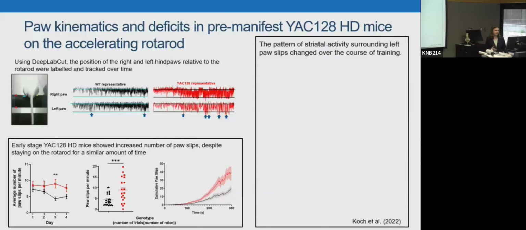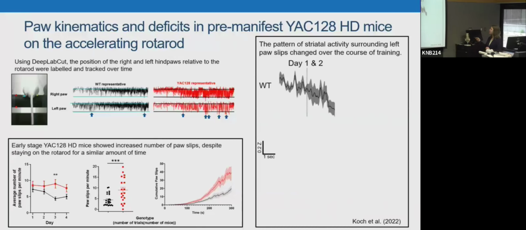And then the last thing I did is I looked at the pattern of neural activity in the striatum surrounding the paw slips and how this changes over learning. So I specifically isolated the left paw slips for this, because I have the fiber measuring activity of the right striatum, and activity in the right striatum is usually correlated with activity in the left side of the body. And I found some interesting results with this.